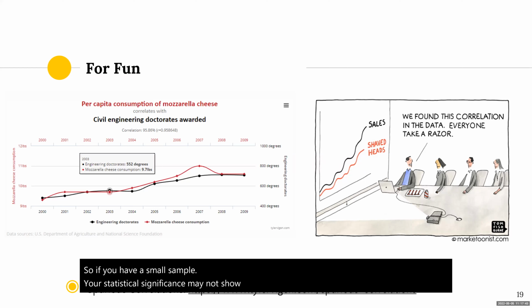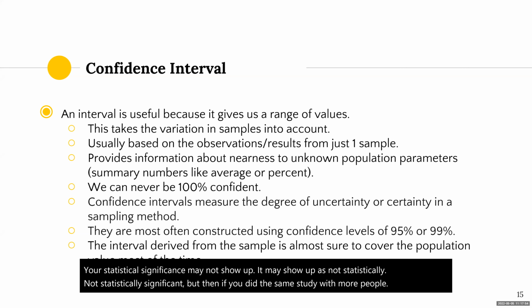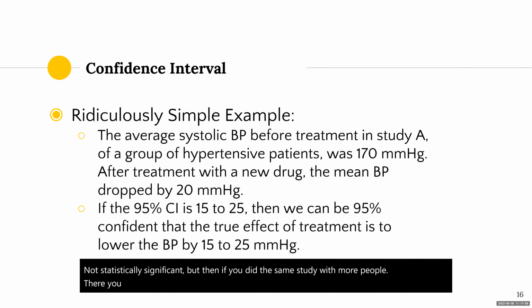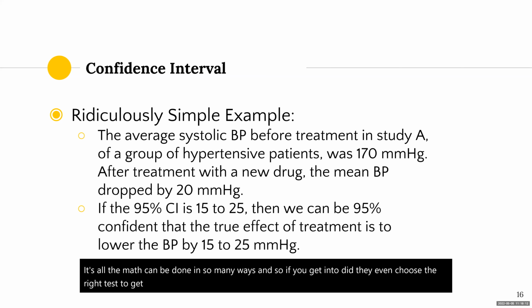It may show up as not statistically significant. But if you did the same study with more people, then it could be statistically significant, because the math can be done in so many ways. And if you get into whether they even chose the right test to get statistical significance, then yikes, you really have to evaluate stuff closely. But if I don't see those three things, I get a little suspicious, and I want to look closer.